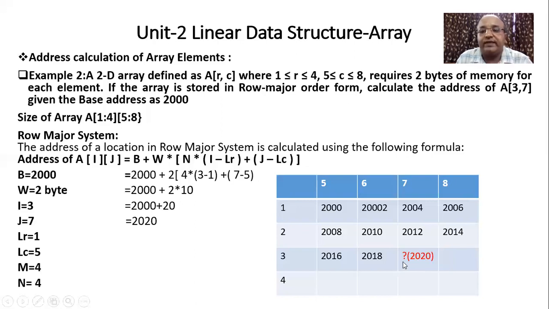We'll go row-wise and have a difference of 2 bytes in each location. Now we'll move to the third row, which is our target. In the third row and fifth column, we'll have the value 2060. In the third row, column number 6 will have the value 2018. And at the third row and seventh column we'll have the value 2020. Now graphically, if you see this table, we get the same answer.